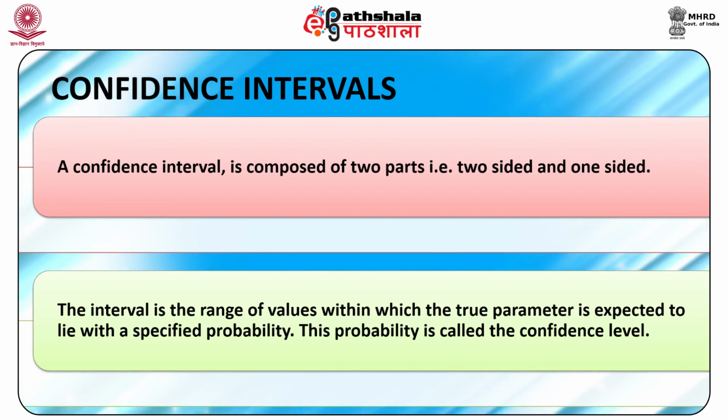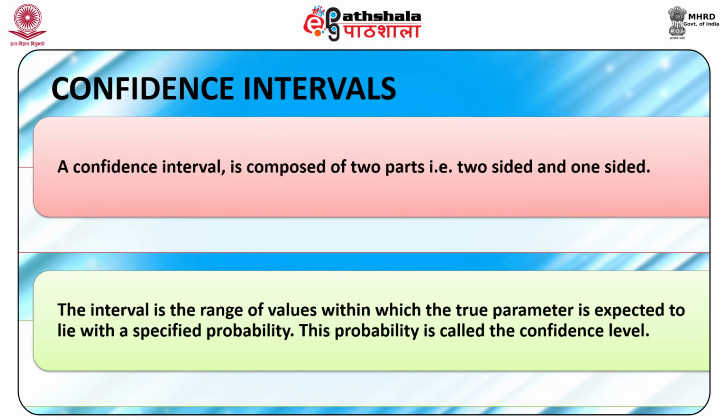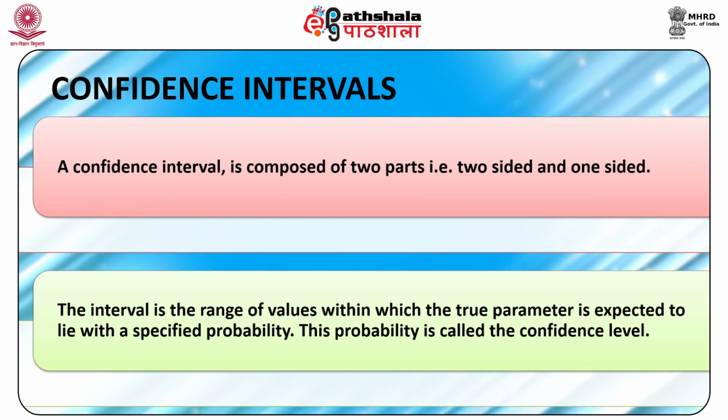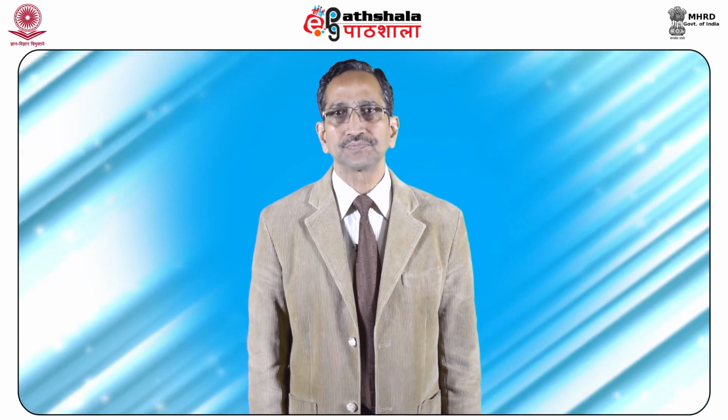A confidence interval, as its name suggests, is composed of two parts. The interval is the range of values within which the true parameter is expected to lie with a specified probability. This probability is called the confidence level. It tells us the probability that the true parameter value will fall in the specified confidence interval.